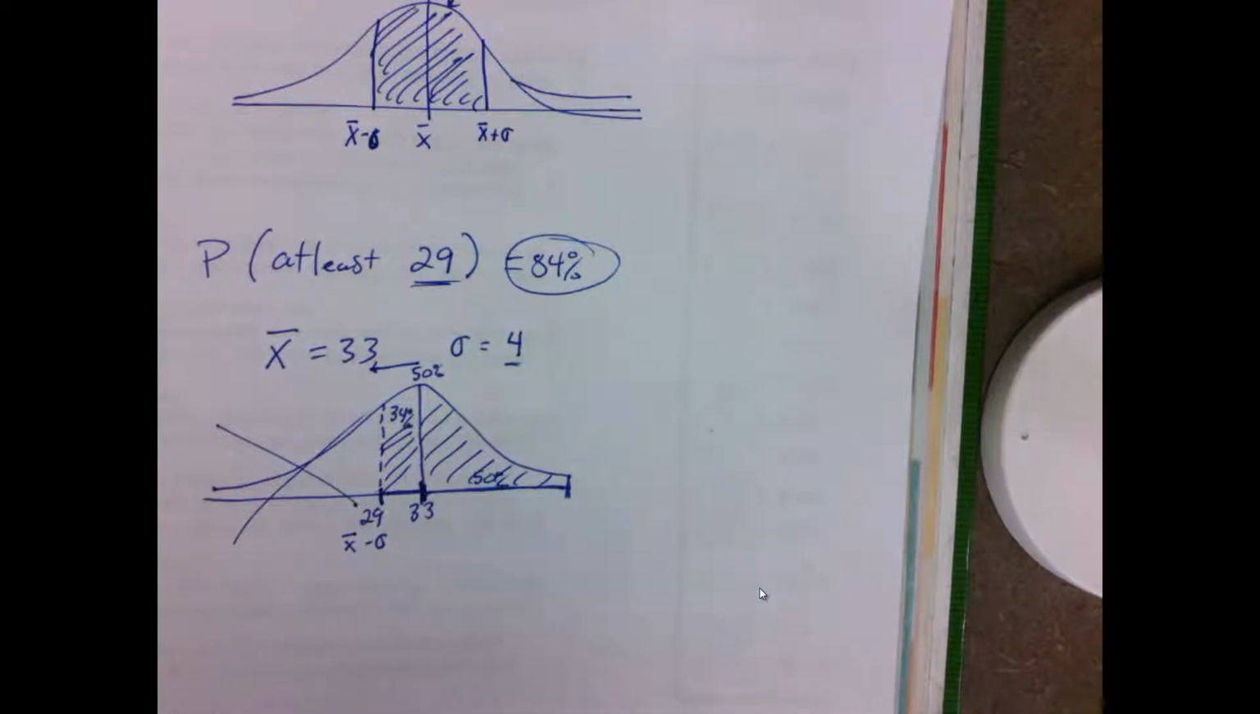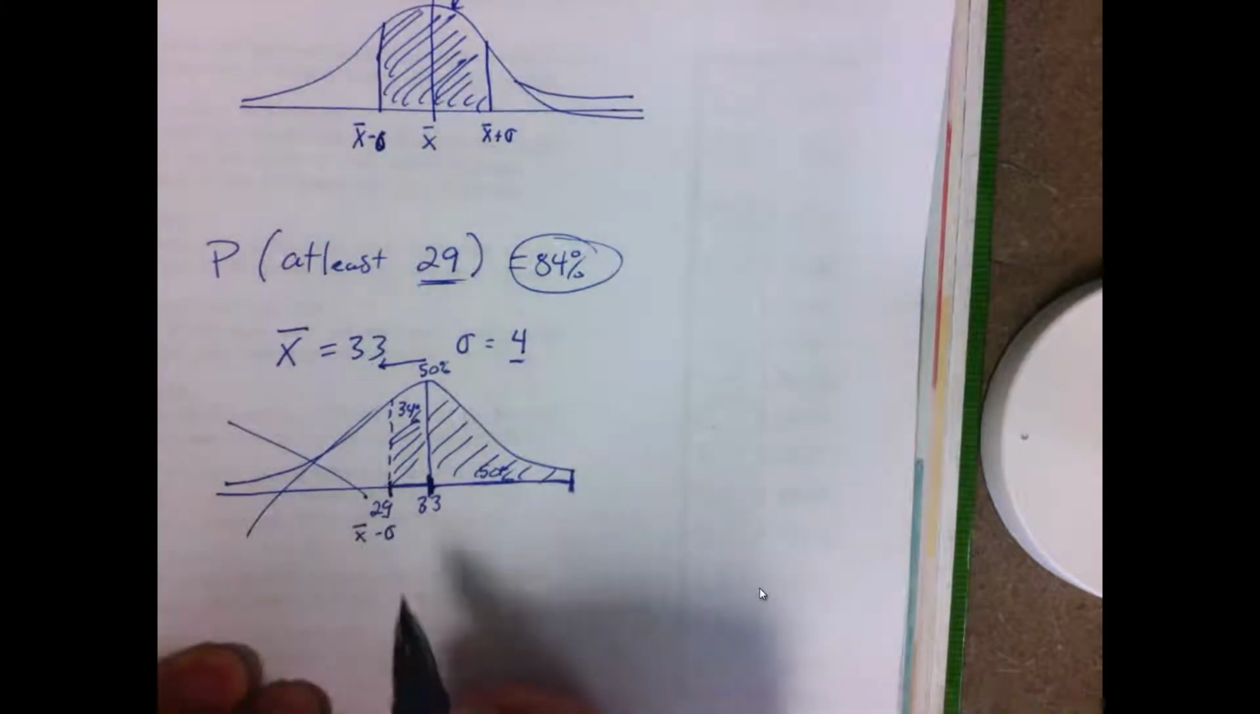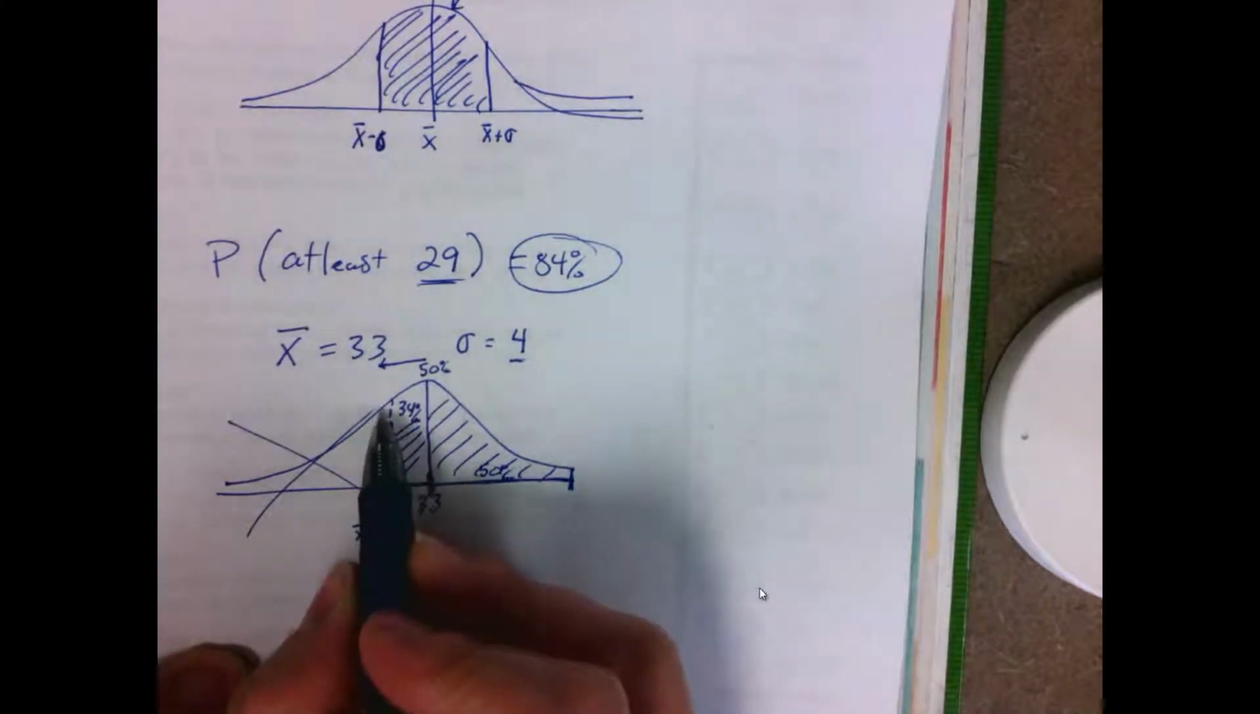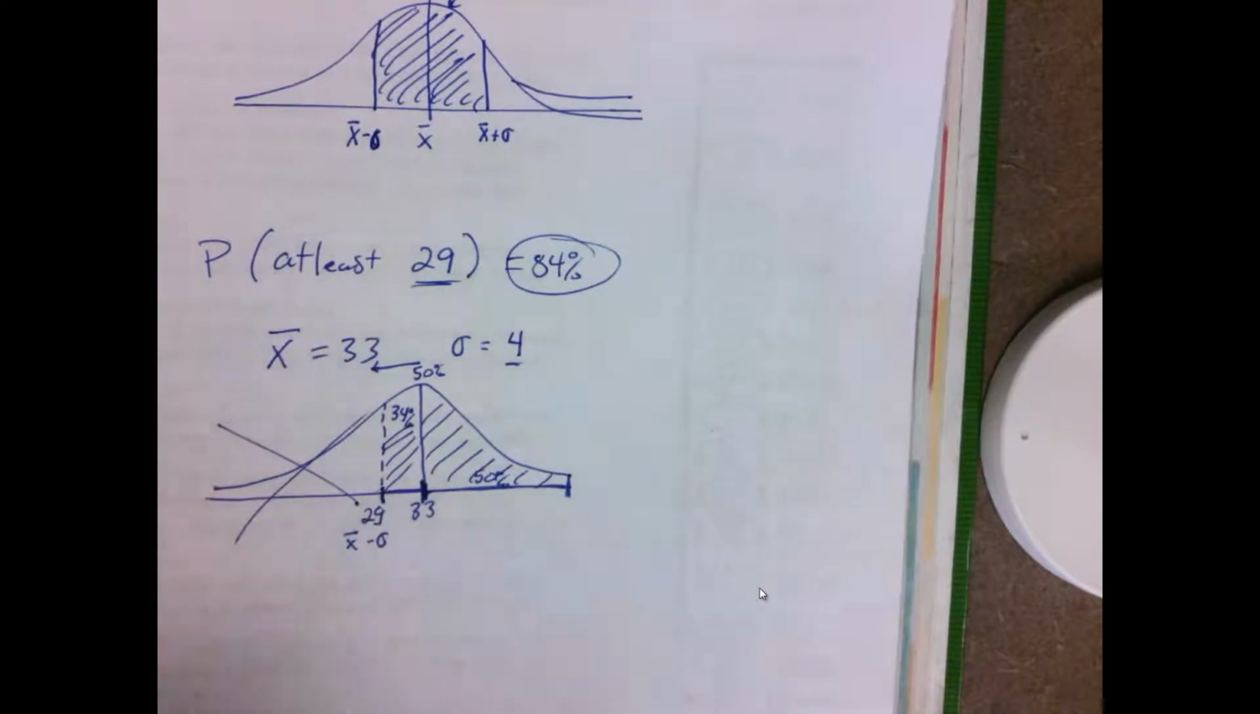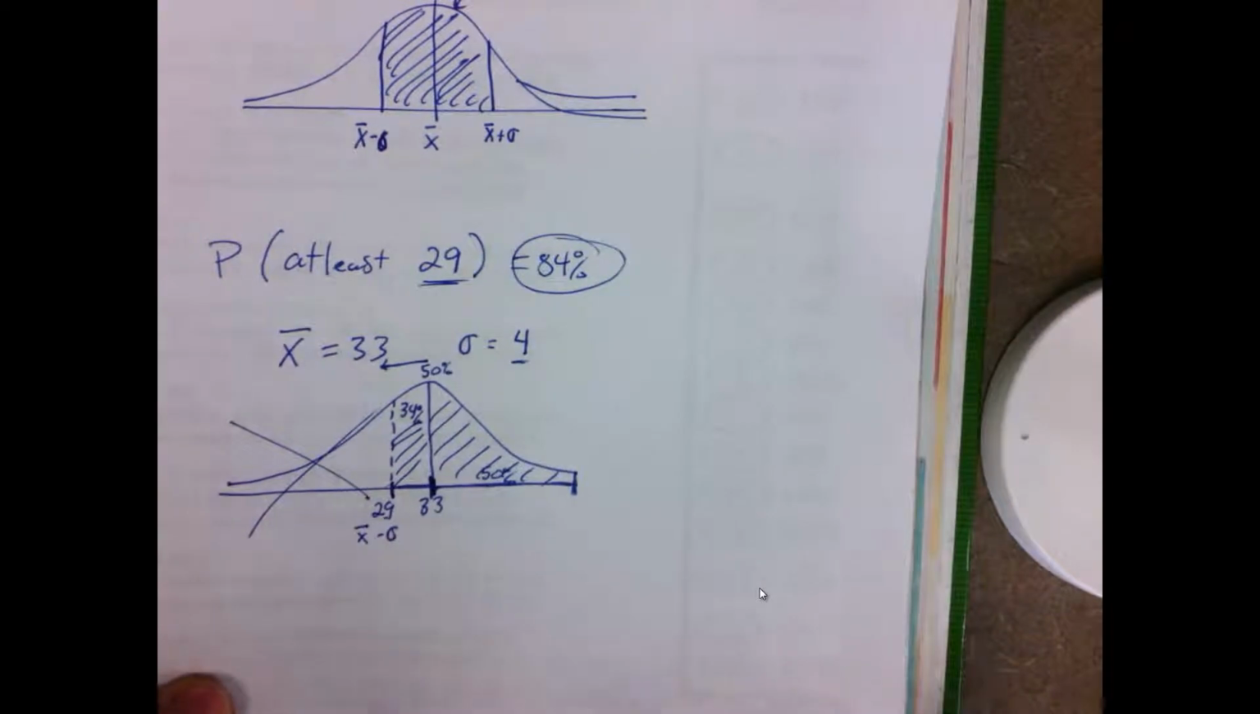Now those have been nice because they're easy, even numbers. Like if we had said at least 28, well, that wouldn't line up on a standard deviation line. It'd be off a little bit, and it would be a lot harder to work with. We're going to look at how those problems are structured a little bit differently in the next question.